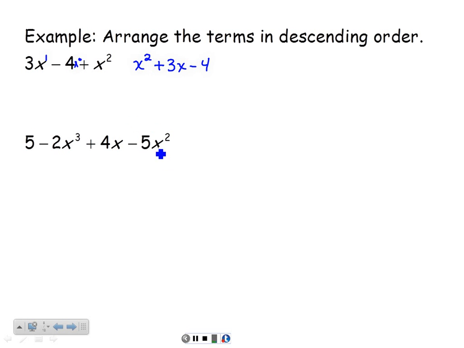So let's try the next one. The first one, find the highest degree exponent, which is going to be that 3 right here. So the first one is going to be a negative 2x to the third power. It's a negative 2 initially, so again, it has to stay negative 2. The sign for the number goes with that number. My next one is going to be this negative 5x squared. The next one is going to be a positive 4x. And then the next one is going to be a positive 5. So look at your exponents. You have 3, 2, 1, 0, descending order.